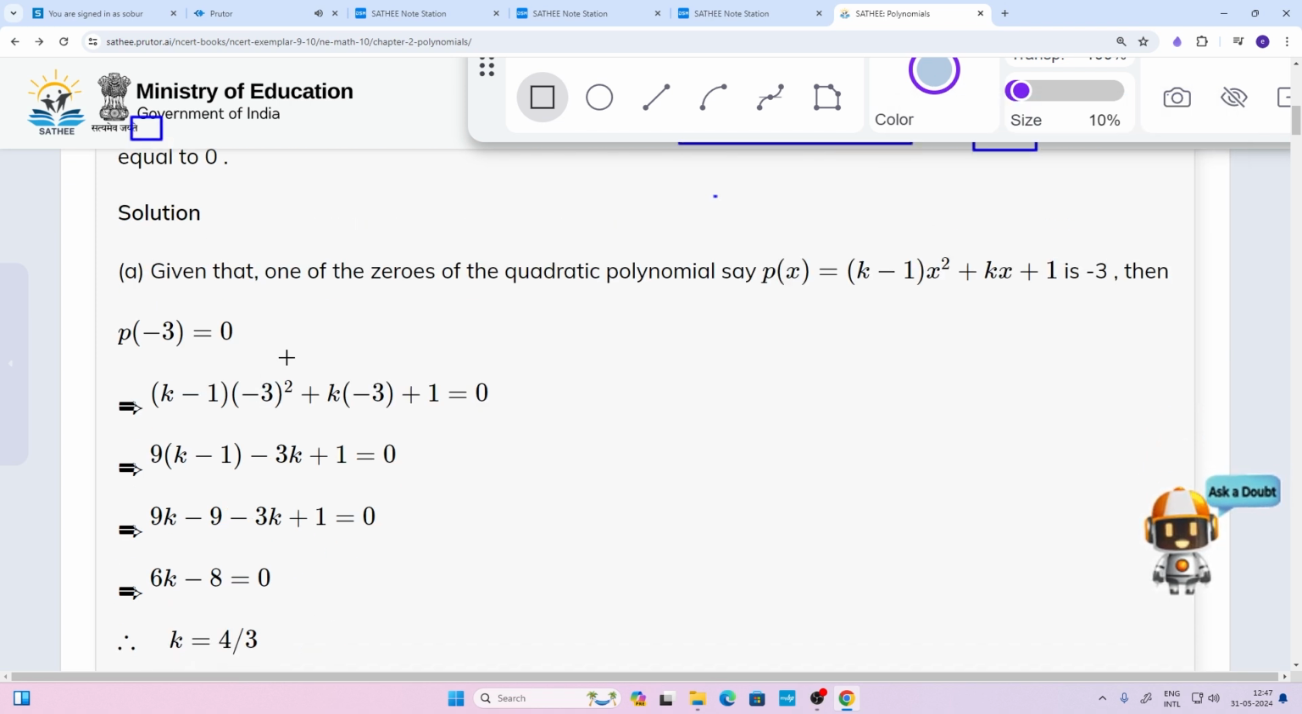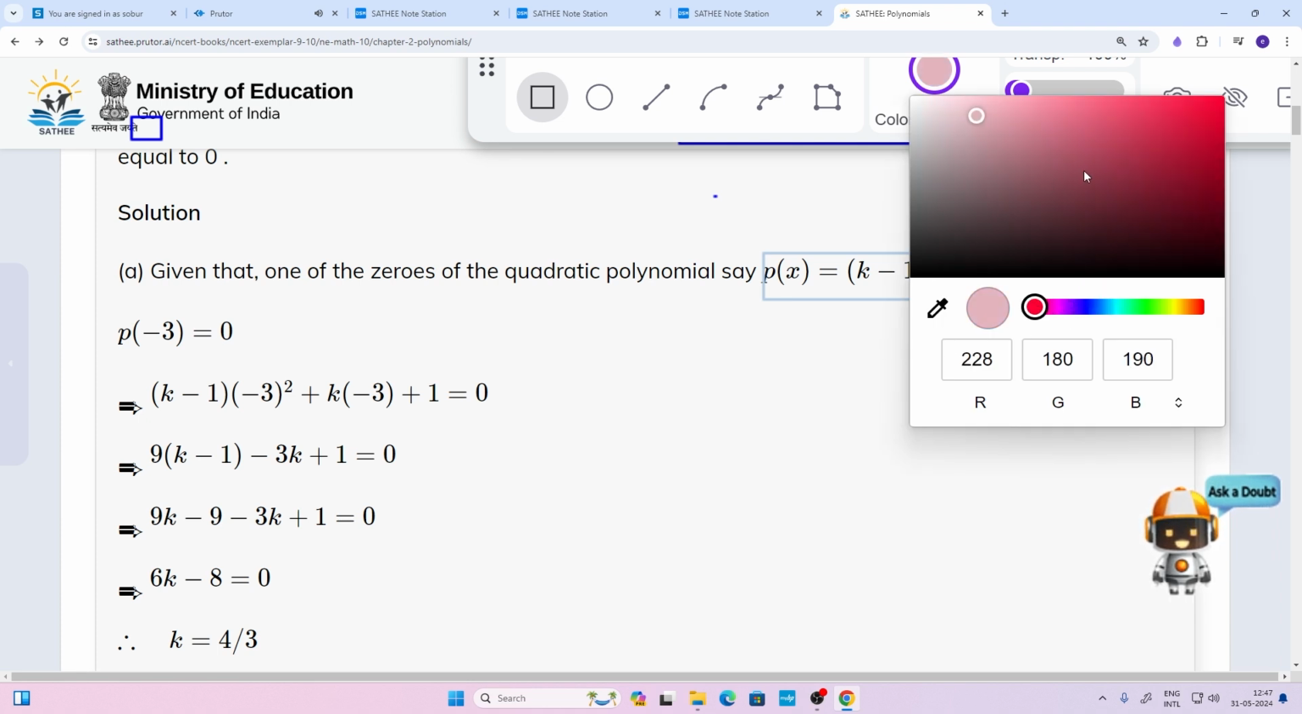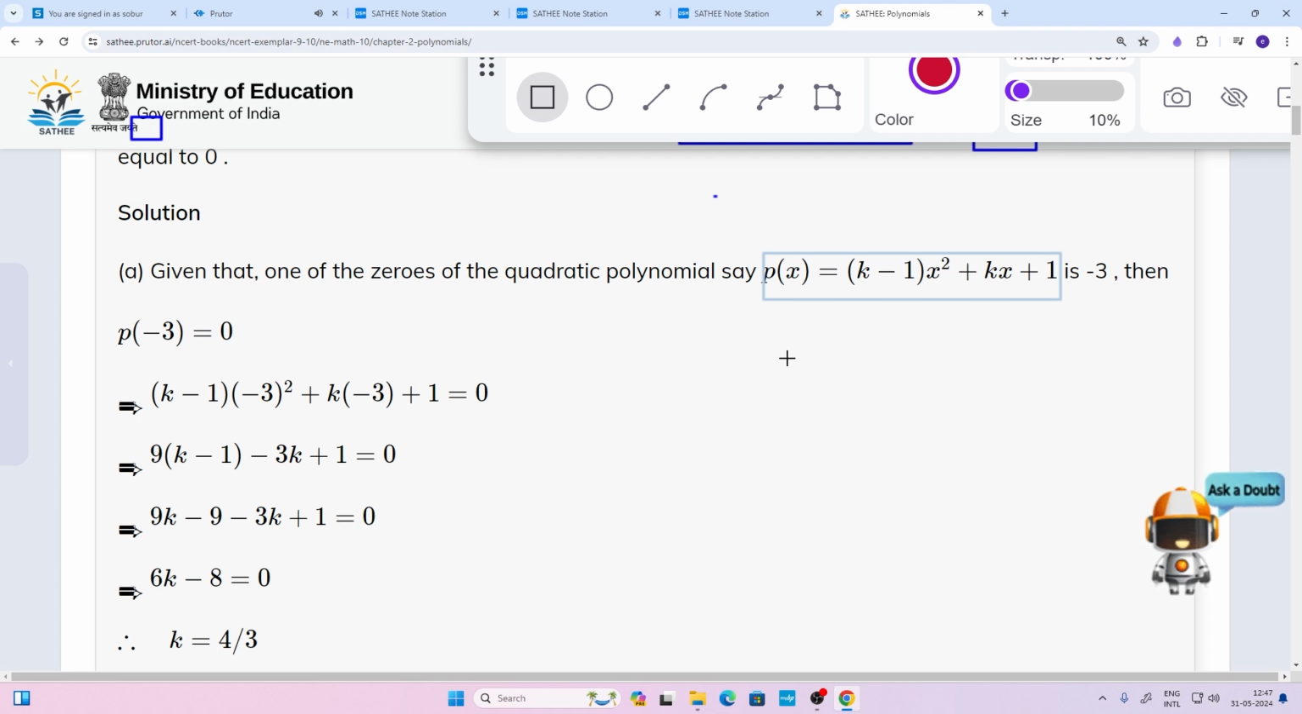Given that one of the zeros of the quadratic polynomial, say p of x is equal to (k minus 1) times x square plus kx plus 1, then p of minus 3 is equal to 0.